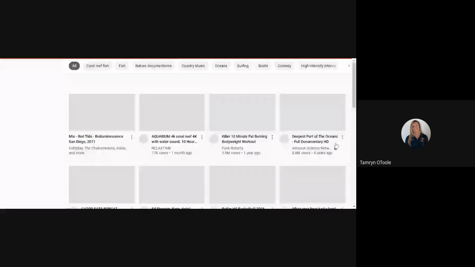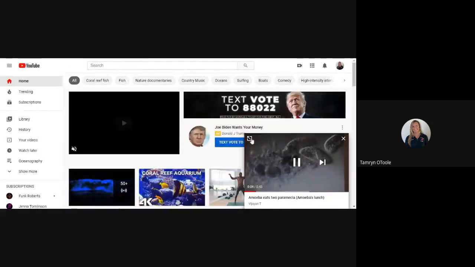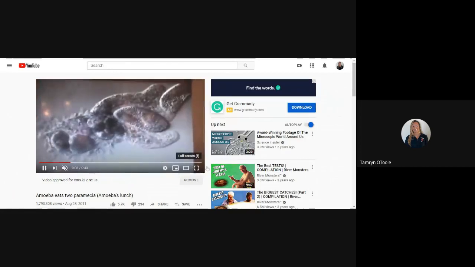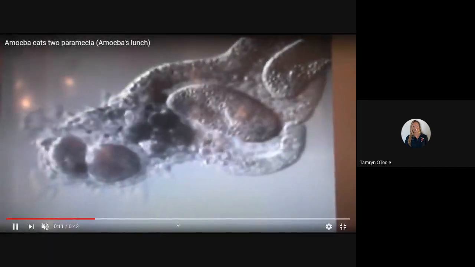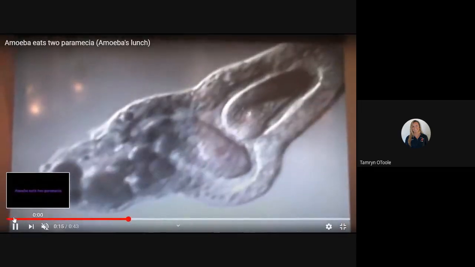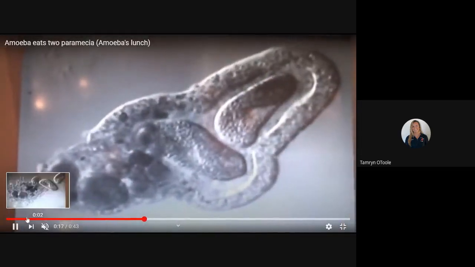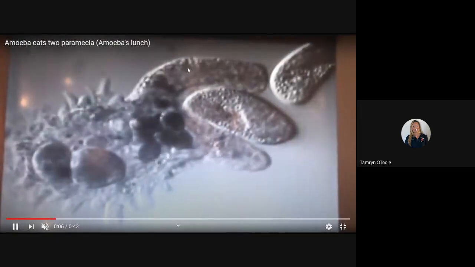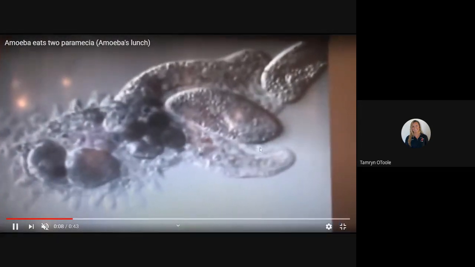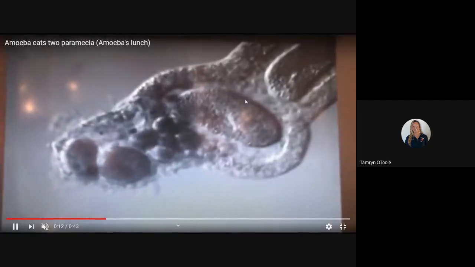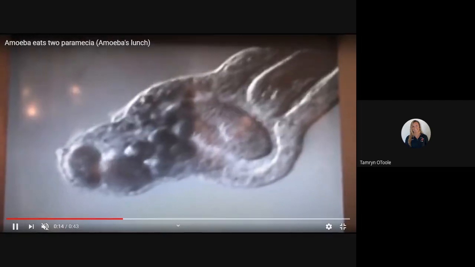Here's an amoeba that is currently consuming 2 paramecium. Let me start that over because I think we missed a portion of that. All right, so this structure right here is the actual amoeba itself. These are pseudopods, the extensions of that cytoplasm. And these little guys are parameciums, which are ciliates. They have little cilia all around them that helps them to move.